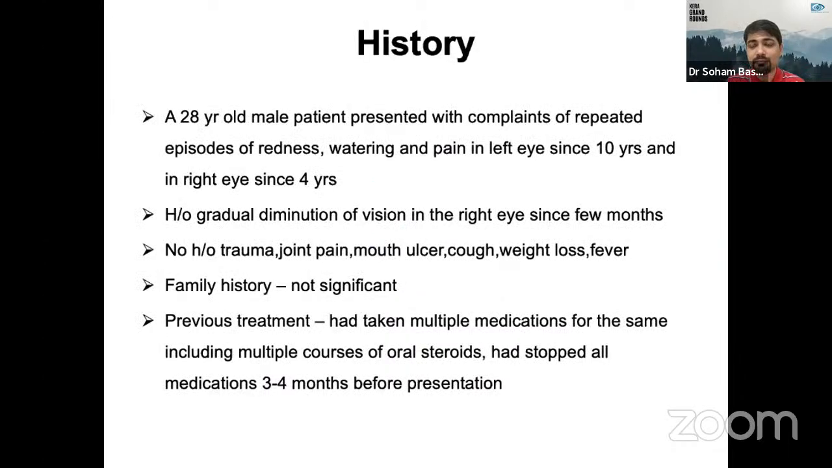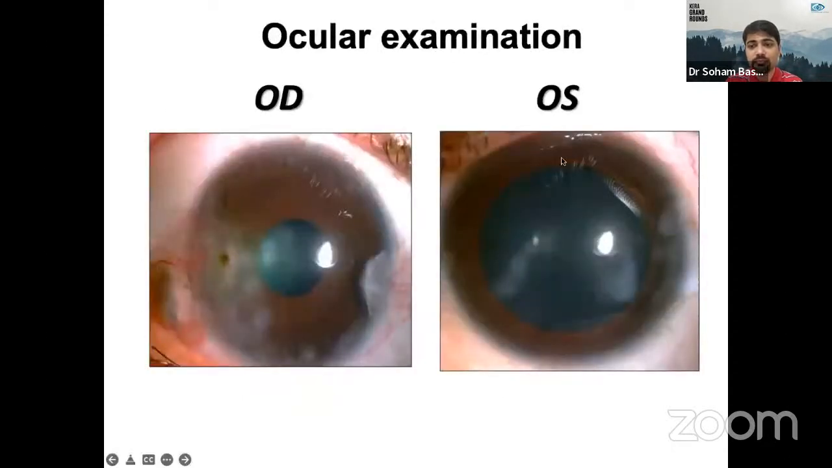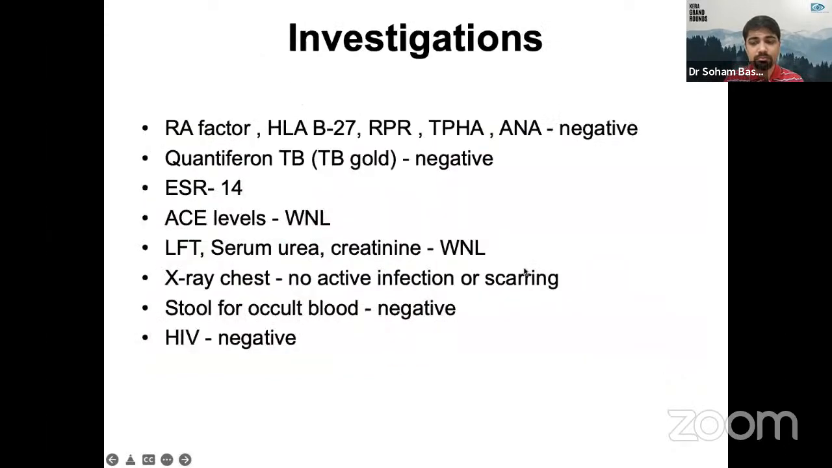A 28 years old male presented with history of recurrent episodes of redness, pain and watering in both the eyes. There was no significant positive history except for intake of multiple courses of oral steroids. On ocular examination, there were multiple macular grade opacities arranged centripetally in a radial manner from periphery towards the center with intervening clear spaces in between. His routine blood test, immune status, quantiferon TB gold and collagen workup were all negative.